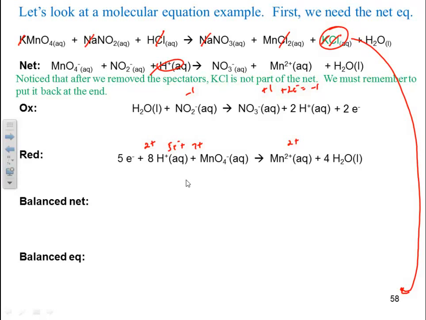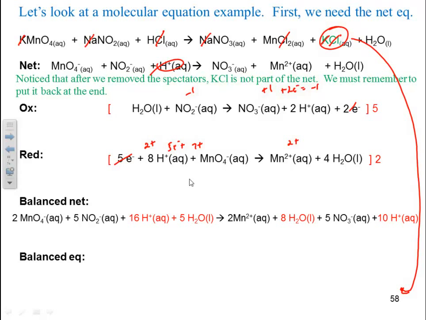Next step is to make sure I've got the same number of electrons being released as being used. So I'm going to end up multiplying the oxidation by 5 and the reduction by 2. So my electrons, 10 of them, will cancel. And then I will bring down everything from my balanced equation. I get 2 permanganates, 5 nitrites, 16 H pluses, 5 waters, 2 manganese 2+, 8 waters, 5 nitrates, and 10 H pluses.